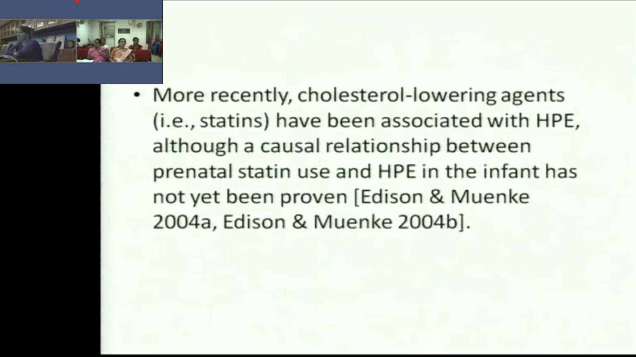Most recently, a role for cholesterol has been observed, because ultimately it has been seen that there is a problem with steroid metabolism.